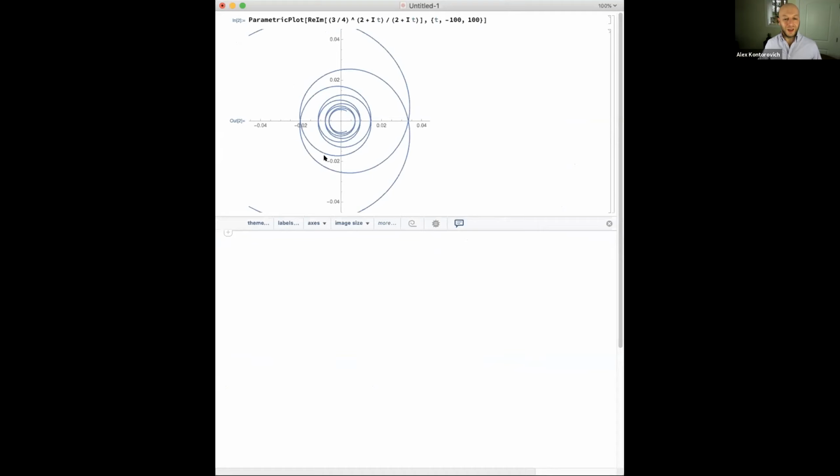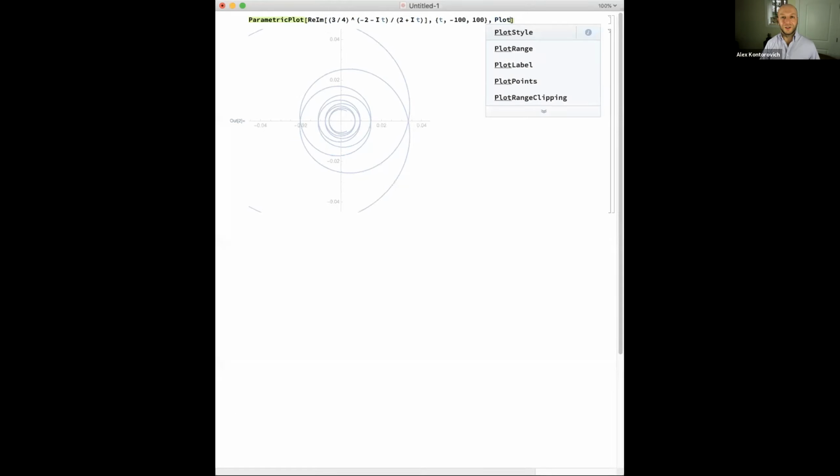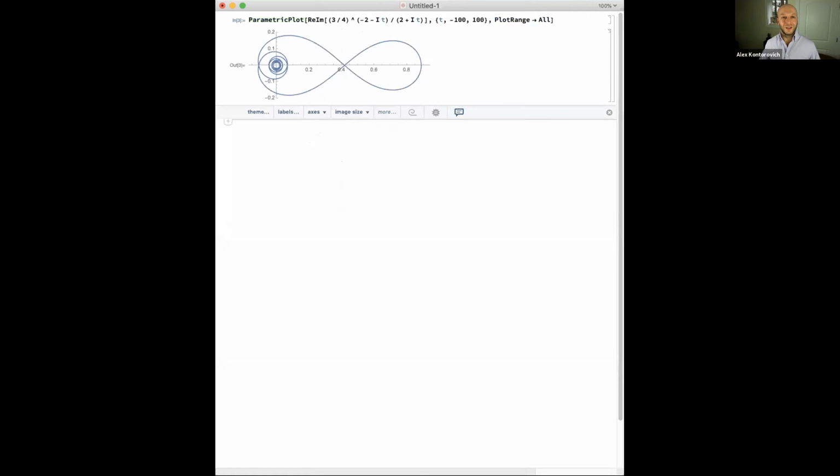So I'm taking, let's say t is 3/4. So I take t to the minus s, and s is 2 plus it. So this is t equal to 3/4, to the minus s over s. I just want to know what this looks like. Let's see the whole thing, plot range all. So t is less than 1.